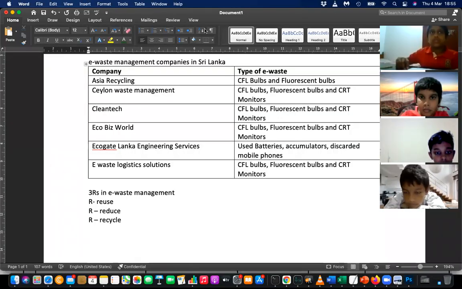So you will be disconnected within 1 or 2 minutes, but you have to reconnect to the same link, right? So please reconnect to the same link. Okay, sir.